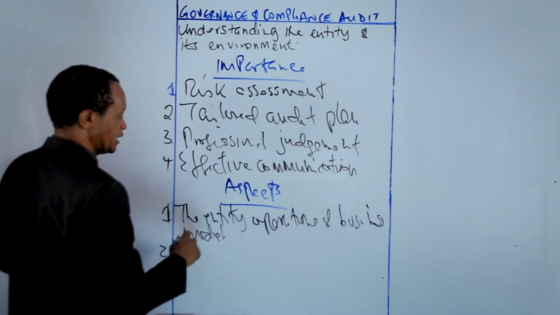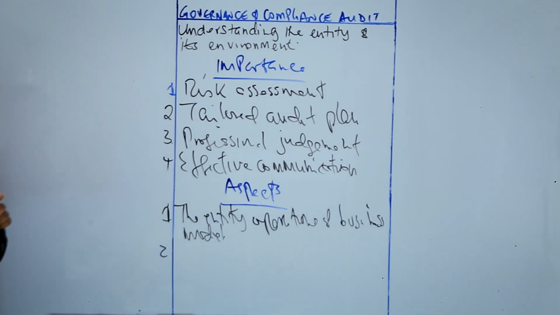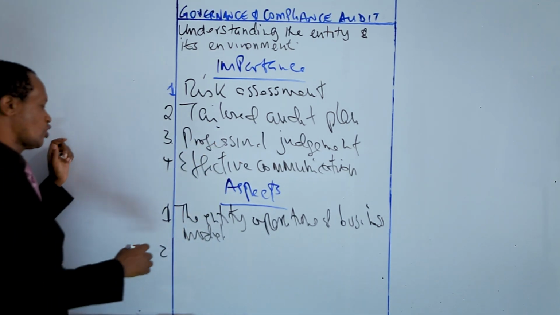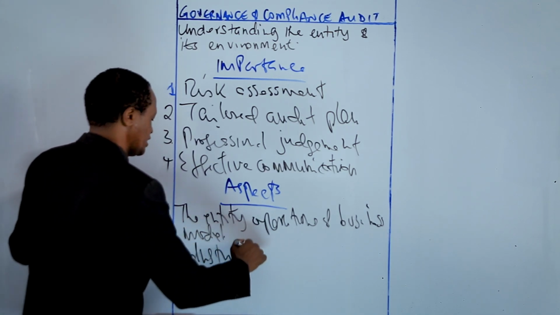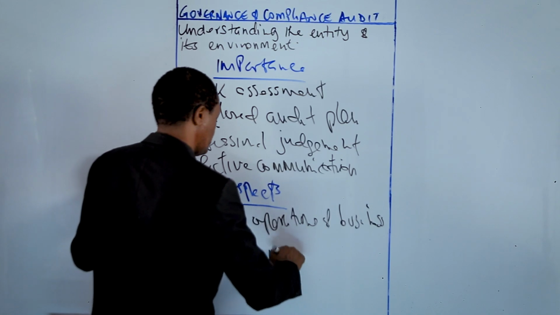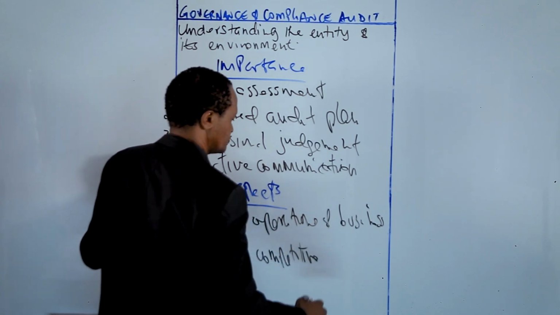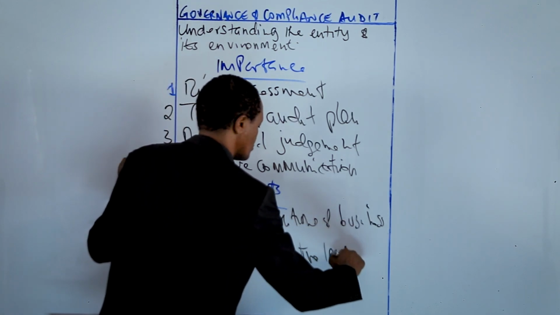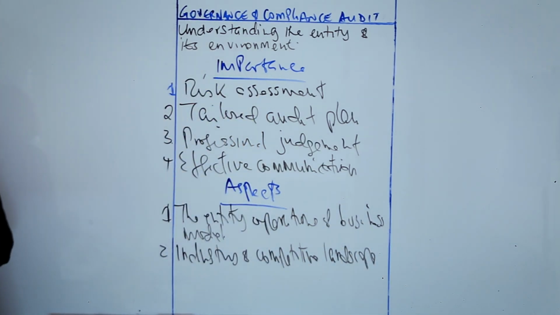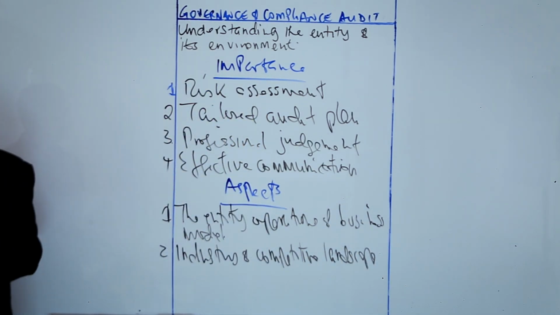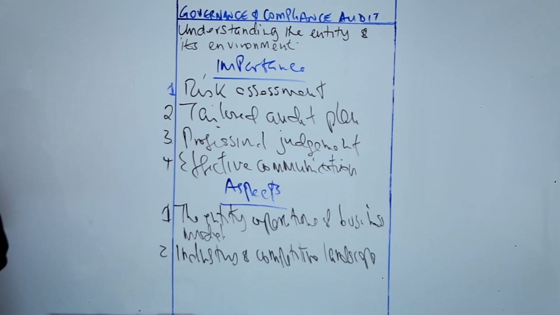Okay? The competition or the industry in which the organization operates: industry and competitive landscape. All right? What are the industry trends? What are the key trends? What are the challenges? What are the opportunities in the industry? Could there be technological advancements or market shifts?